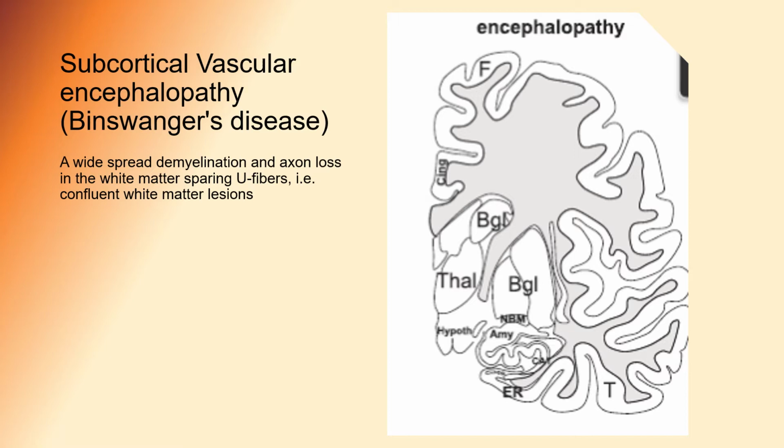This is subcortical vascular encephalopathy. It is a white matter lesion. There is widespread demyelination and axon loss in this area, and it converges together. It is called confluent white matter lesion.